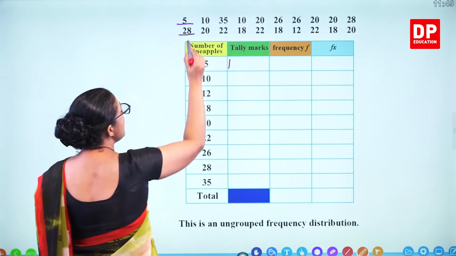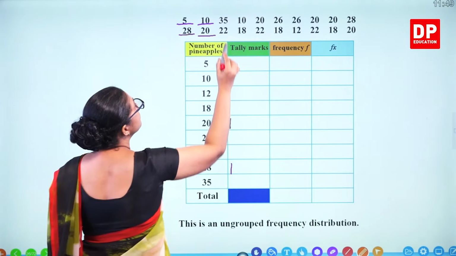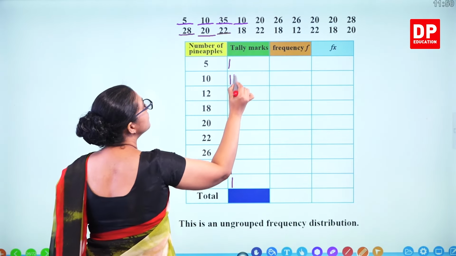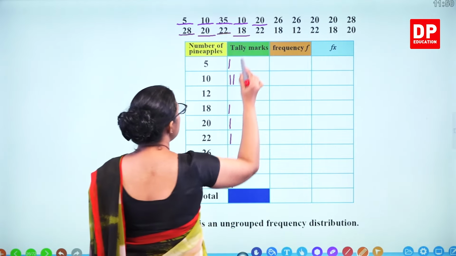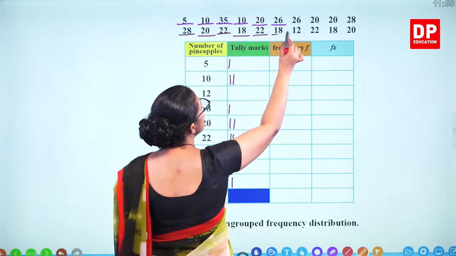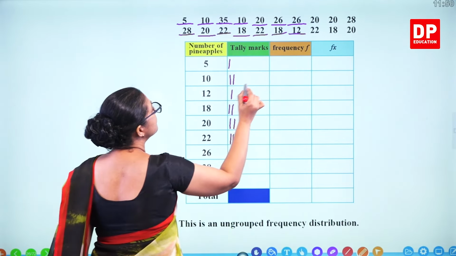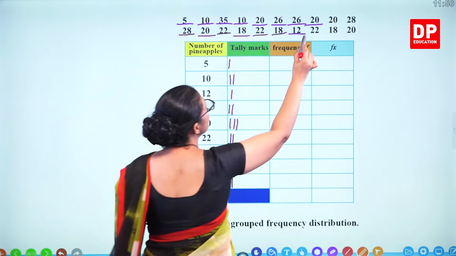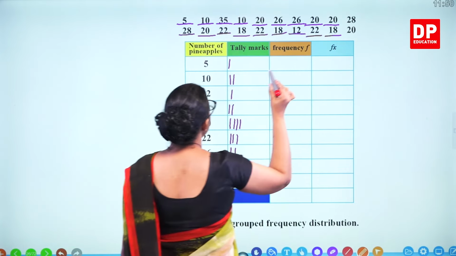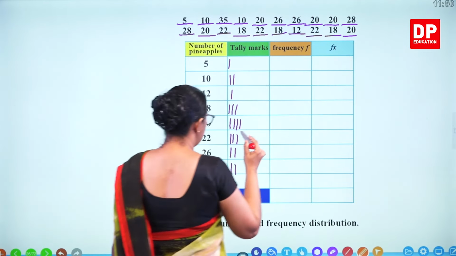1. 28. 1. 10. 20. 35. 22. 10. 18. 20. 22. 26. 18, 26, 12, 20, 22, 20, 18, 28, and 20.